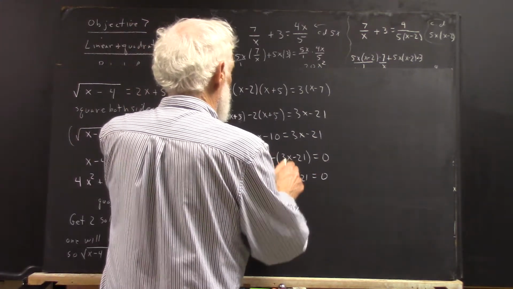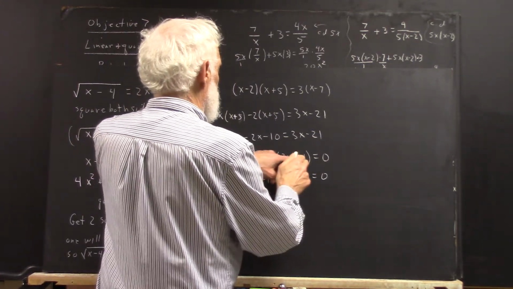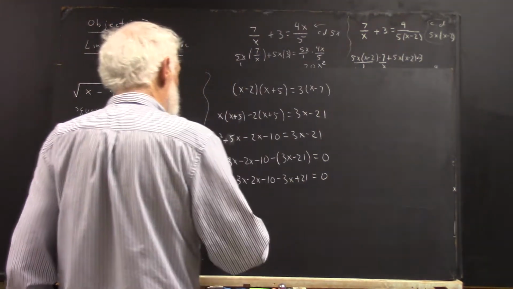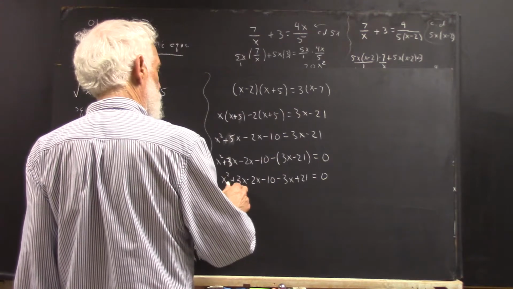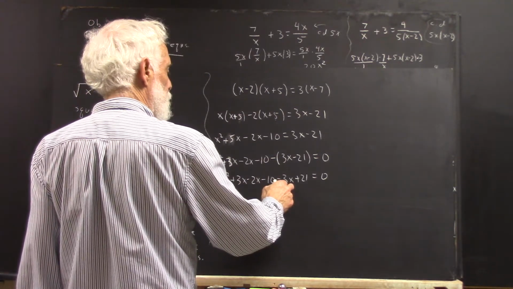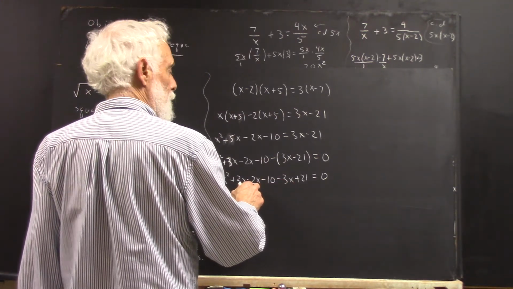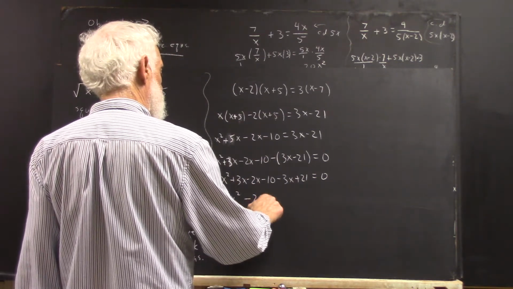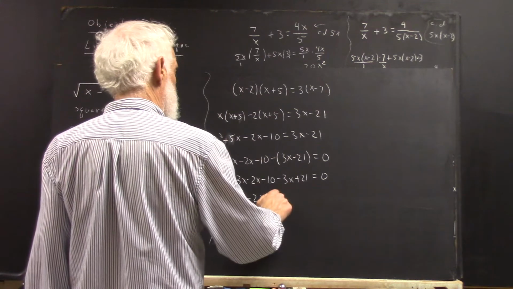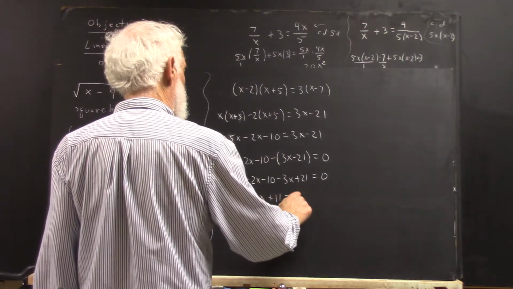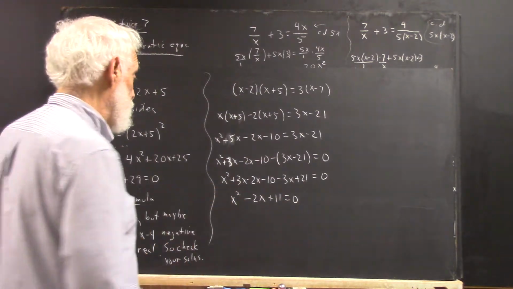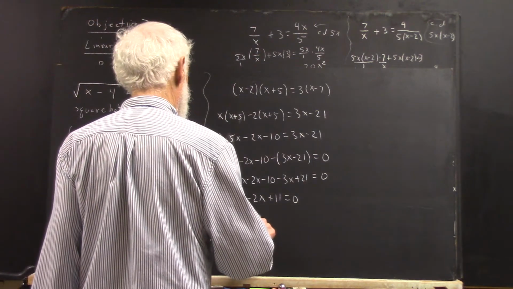And negative 1 times 3x is negative 3x, negative 1 times negative 21 is plus 21. And now we just put everything together. We have a 3x here and a negative 3x, which gives us 0. And then we have just the negative 2x. Of course, we have the x squared, so it's minus 2x. And minus 10 plus 21 is 11. 11's prime, so I can't factor.